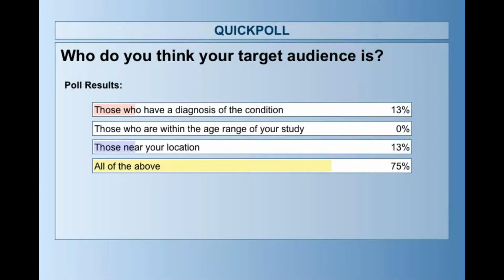Okay, so all of the above, yes. Your target audience would be all of the above. It could be any of these things or all of them.